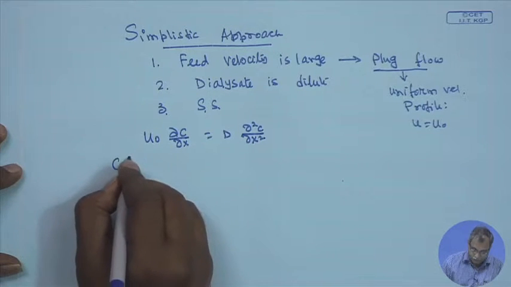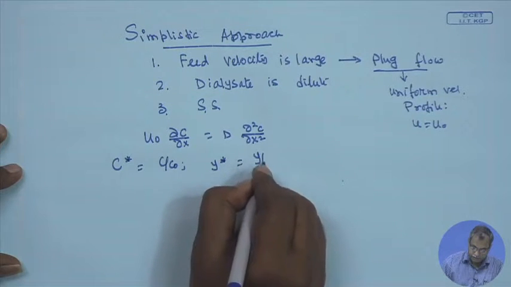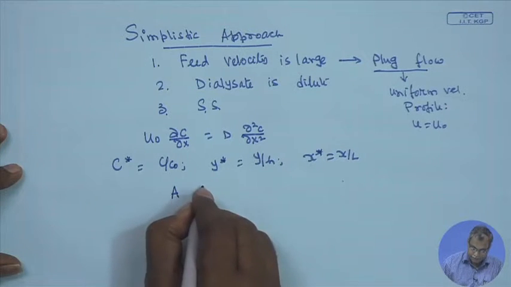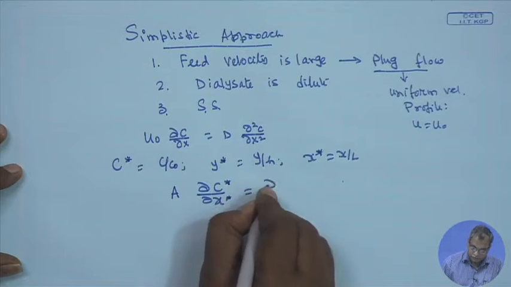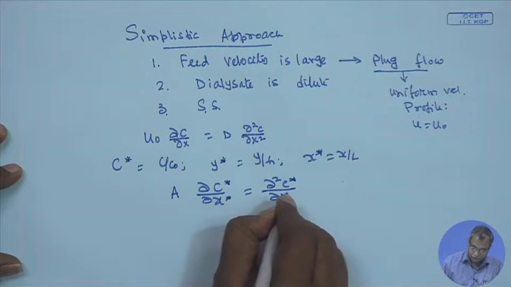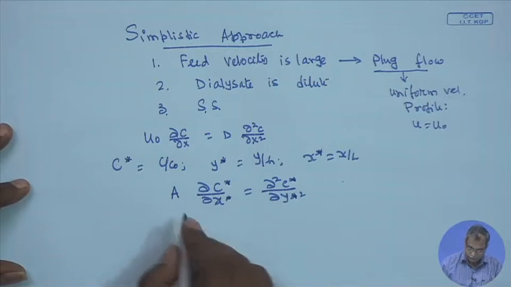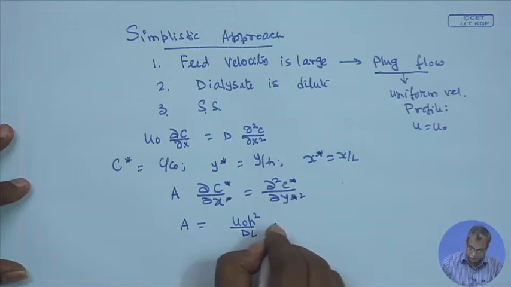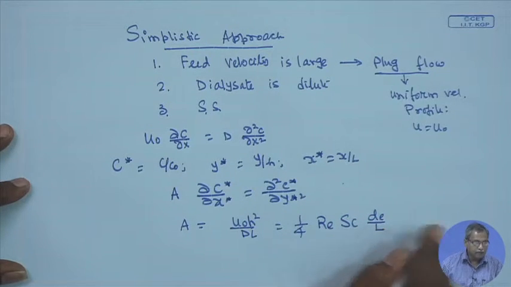Okay. And take the non-dimensional version: c star is equal to c by c naught, y star is equal to y by h, and x star is equal to x by L. So if that is the case, it becomes del c star del x star is equal to 1 by A del square c star del y star square. Now this equation is easy to solve, and an analytical solution is obtained here. A is equal to u0 h square by D L. This can be written as 1 by 4 Reynolds Schmidt d by L, as we have done earlier.